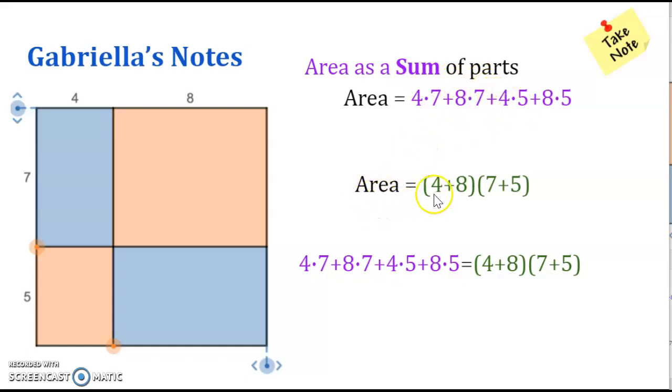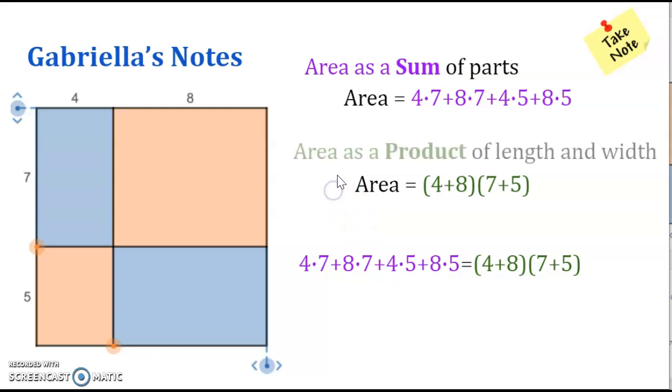And then the area, if I was to look at just the length of this rectangle, that's 4 plus 8, that's the total length. And then 7 plus 5 would represent the expression for the width. And we will call that the area as a product of length and width, because we are multiplying the length. 4 plus 8 represents the total length here, and 7 plus 5 represents the total width here. So we call this the area as a product.